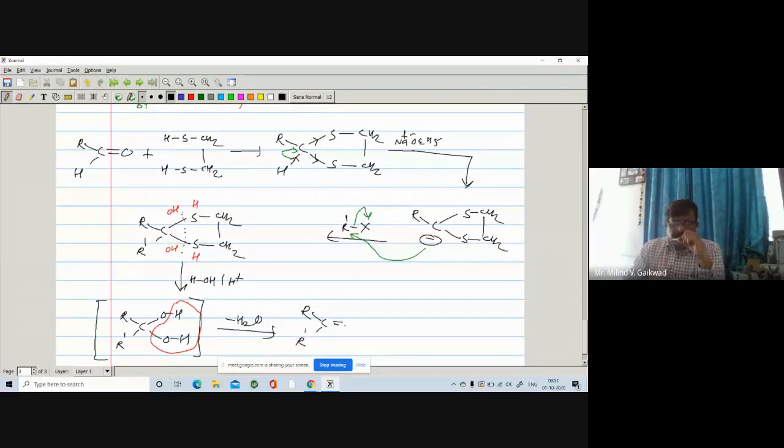So you start from aldehyde and you are getting ketone. It is very difficult to add R on the carbonyl carbon, but by using this reaction, it becomes very easy to add it. So in this way we can write the application of this reaction.